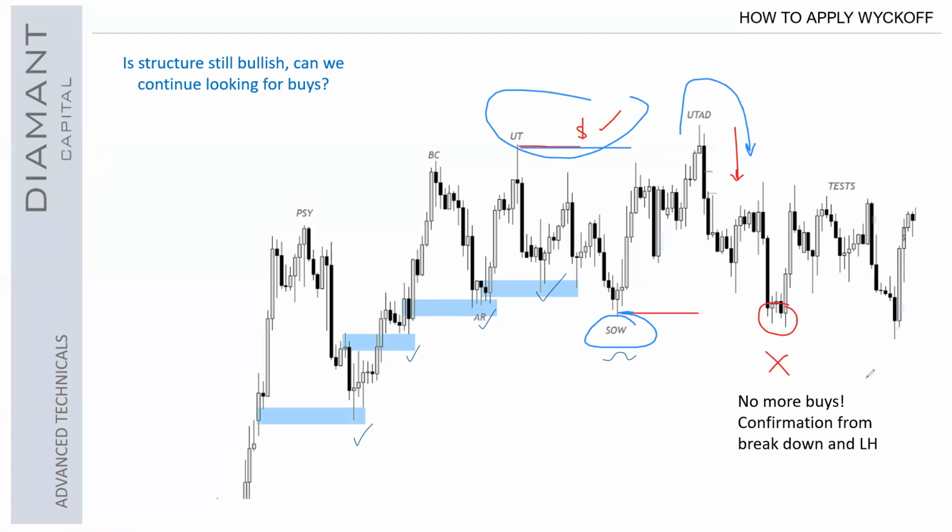So no more buys. Confirmation from breakdown and the lower high. That's exactly what we're seeing here. We've got that confirmation now that we're looking for sells. Now moving on.